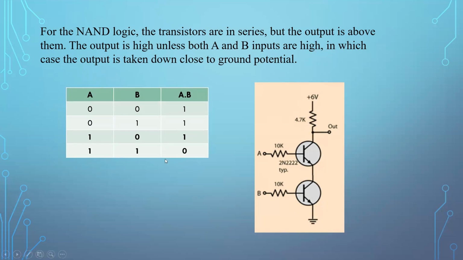Now let us see the final case, 1 1. If this is 1 and this is 1, then current will flow here. The 6 volts will drop across the resistor, and at VCE you get a negligible voltage. So we can generate this table and fill in these entries.